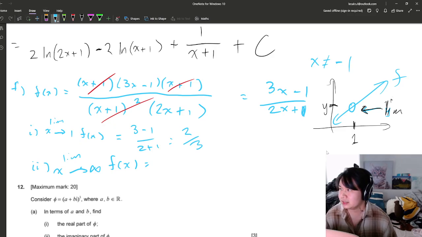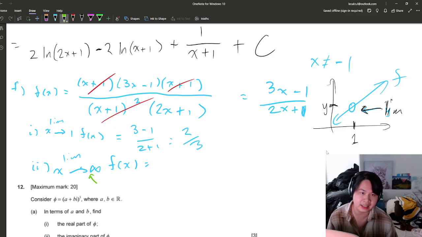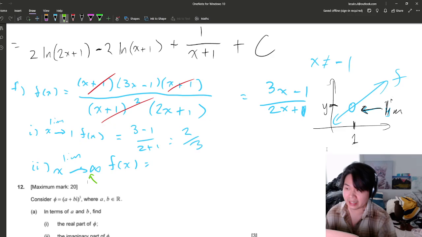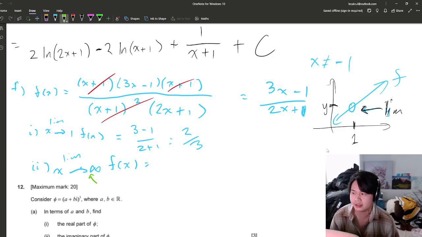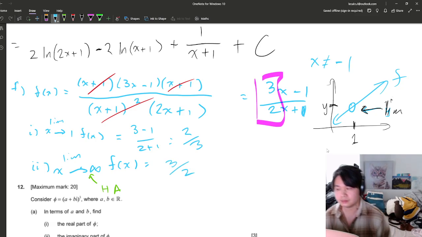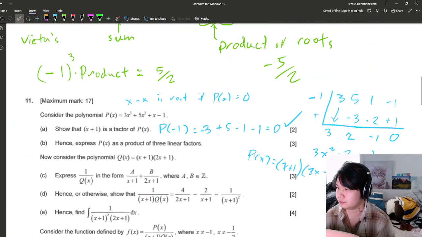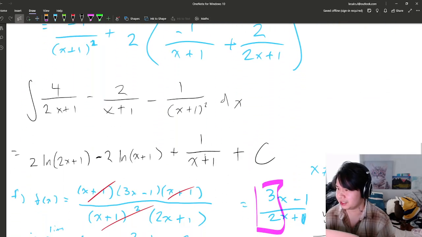And then if you're trying to find x as it goes to infinity, this is essentially asking what are the y values of the function for large values of x, which is essentially asking for a horizontal asymptote. So you can see that it's just 3 over 2, which is the coefficients, right? And then we're done this question.